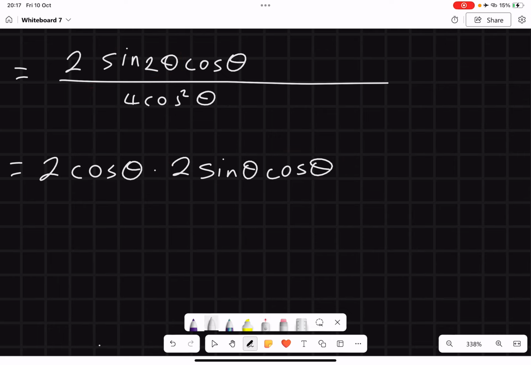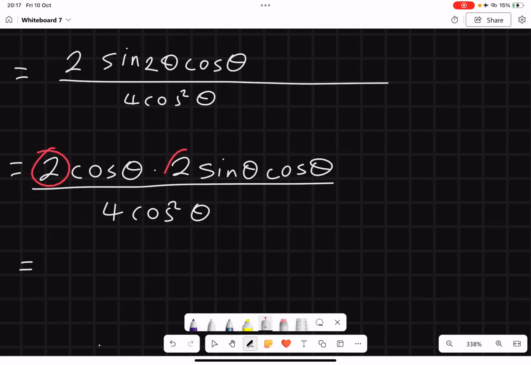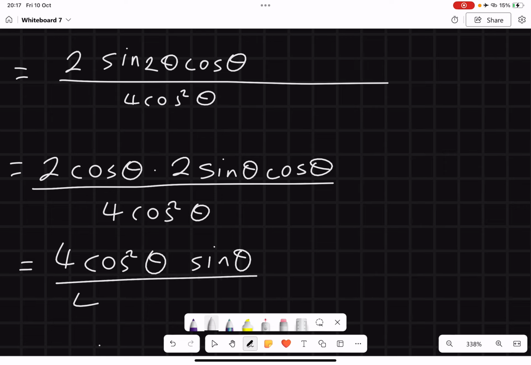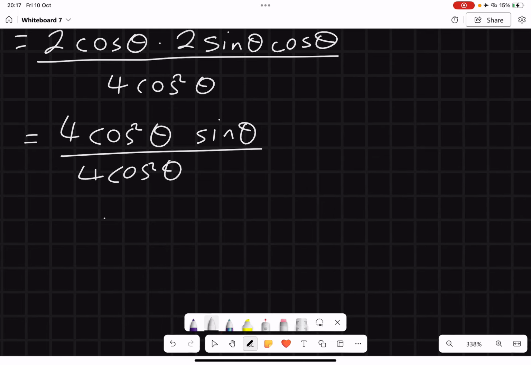Right. And then at the bottom we have 4 cos squared theta. And then we can see that the 2 and the 2 will give us 4, and then the cos and the cos will give us cos squared. So we have 4 cos squared theta sine theta over 4 cos squared theta. And then this will cancel that, and we're left with that one. And that's beautiful. So we just end up with sine theta.